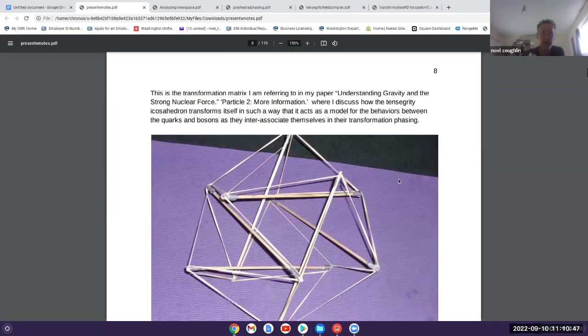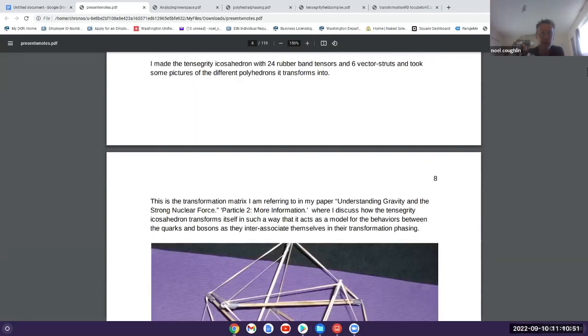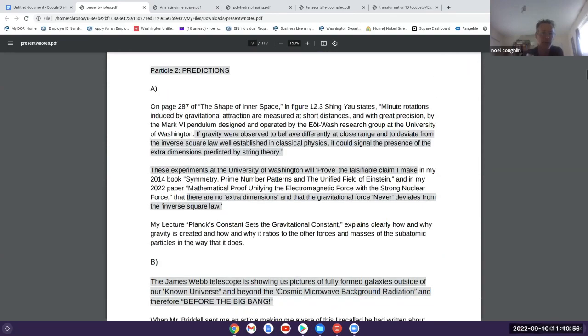If you guys are interested, you can read some of that last chapter in Understanding Gravity and the Strong Nuclear Force. Let's move on and talk about some stuff.